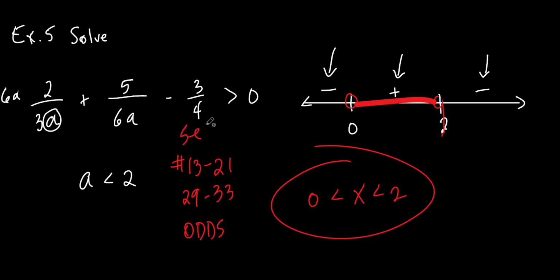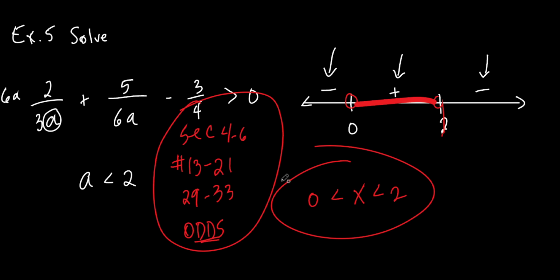And this is section 4, what is it, 7? 4.6. Thank you. Section 4.6. All right, so there you go. You're only doing the odds. Everybody see that? 13 to 21, then you skip up to 29 to 33. You're only doing the odd problems.